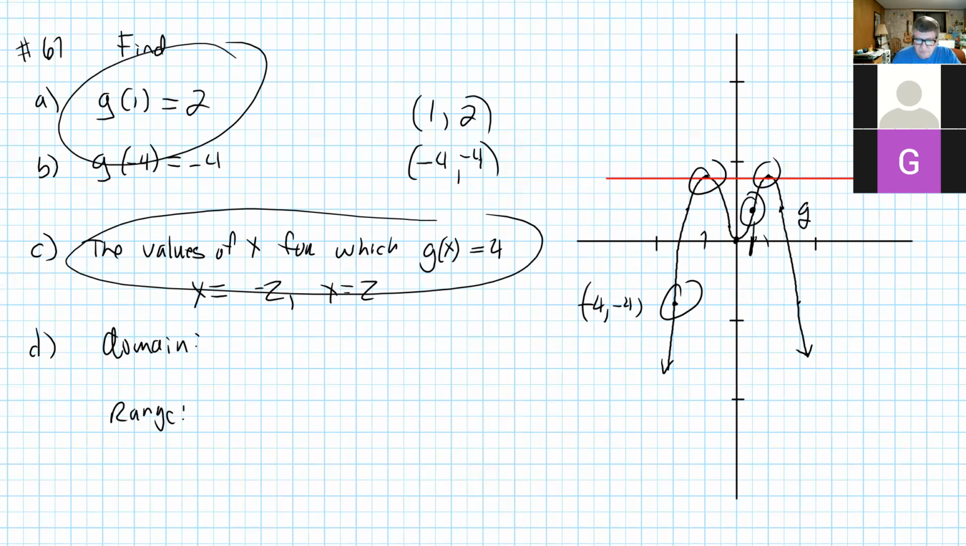What's the domain? Keep in mind, these things are going down, but they're going over, down, they're going over. All real negative numbers and all real positive numbers, and also 0, which is neither negative or positive. So it'd be all real numbers, which would be -infinity to +infinity, okay?